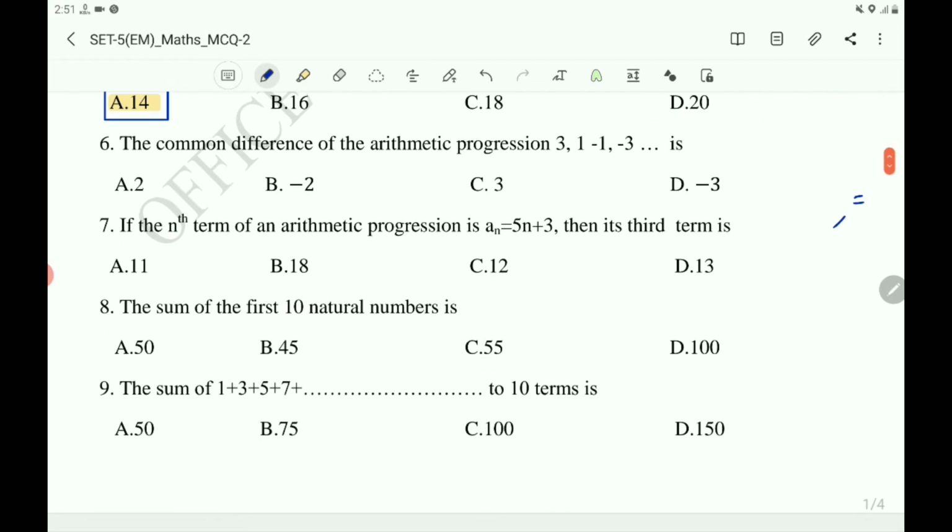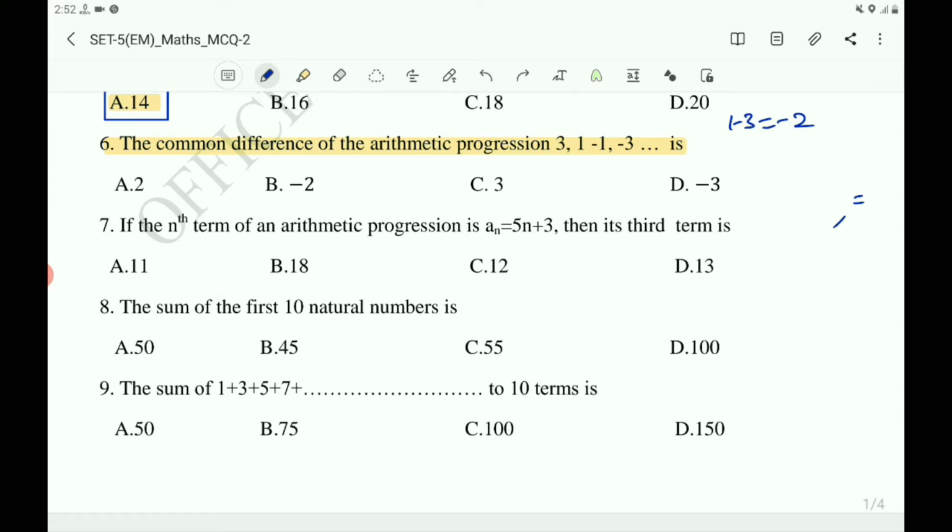Then you take the sixth question. What is that sixth question? The common difference of the arithmetic progression 3, 1, minus 1, minus 3. For the common difference, directly you can take a2 minus a1, that is 1 minus 3, which is equal to minus 2. It is said that it is AP. AP means to find the common difference, you can subtract the first term from the second term. So 1 minus 3, which is equal to minus 2.